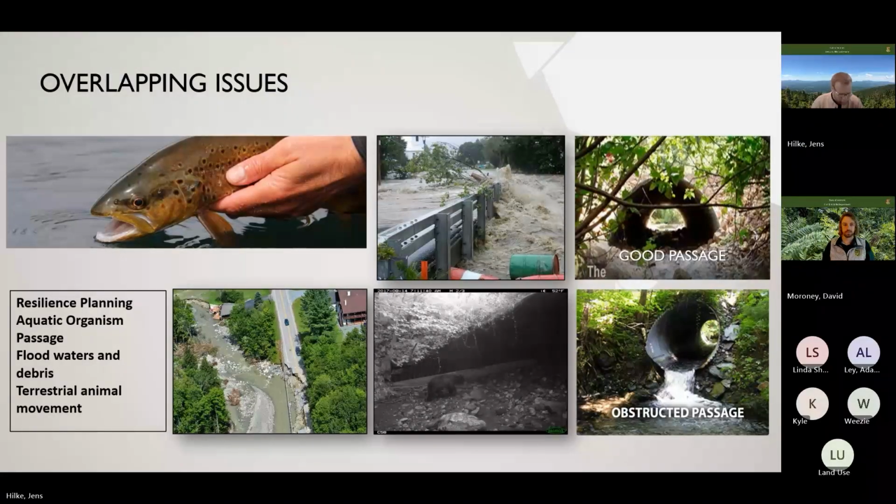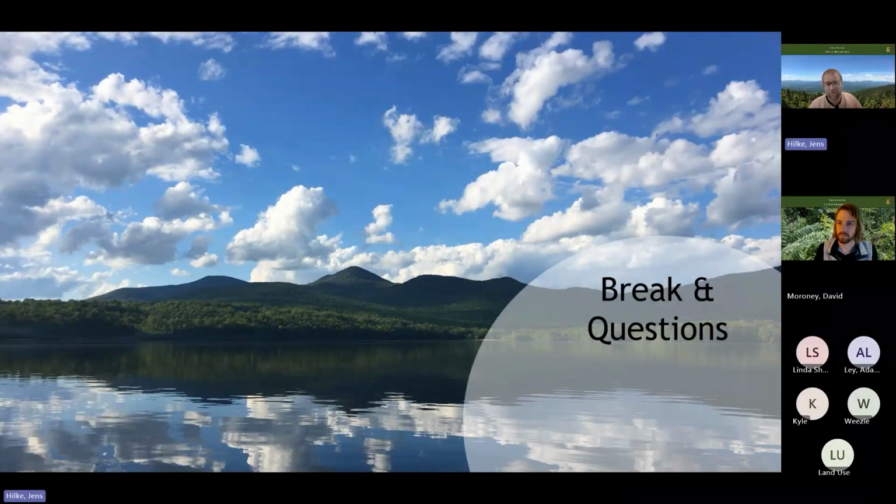Okay, so that was the deep dive into the components, the landscape, the community, and the species scale components. Comments, questions, thoughts? What's going on for folks?